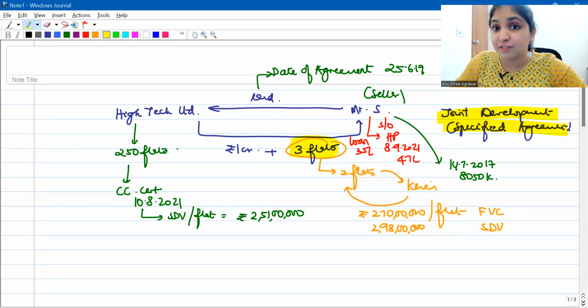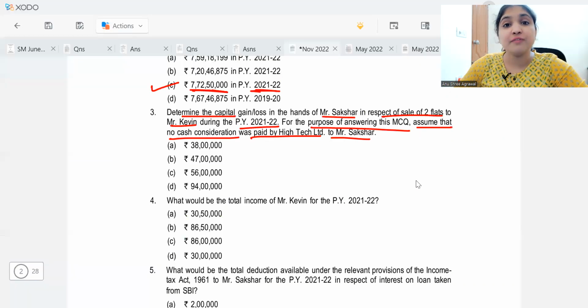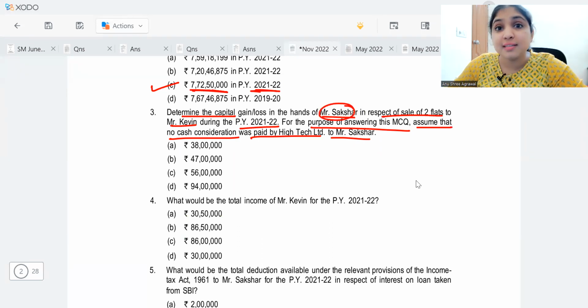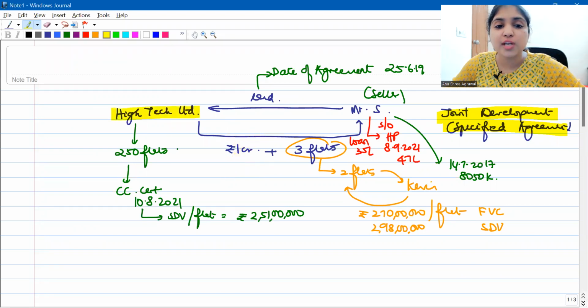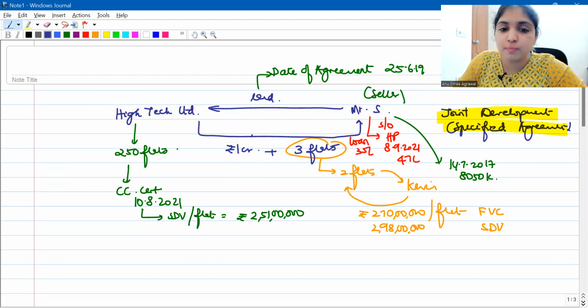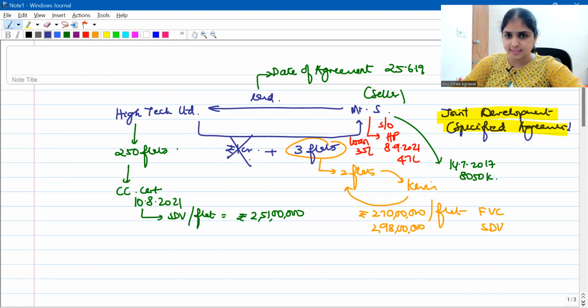The third question is targeting this transaction. Mr. Sakshar had received 3 flats. Out of the 3 flats, 2 flats he had given to Mr. Kevin, right? They're asking us to calculate capital gains for this transaction. They're saying for this purpose, assume no cash consideration was paid. Assume we actually have this 1 crore cash consideration, which High Tech Limited has given to Mr. Sakshar. They're saying for the third subdivision, assume that there is no monetary consideration.